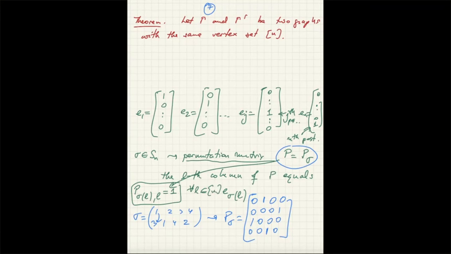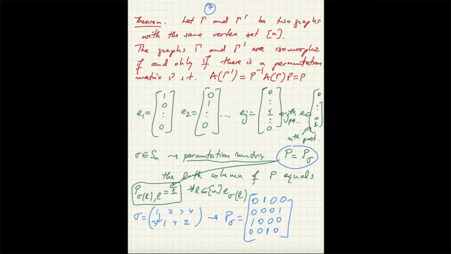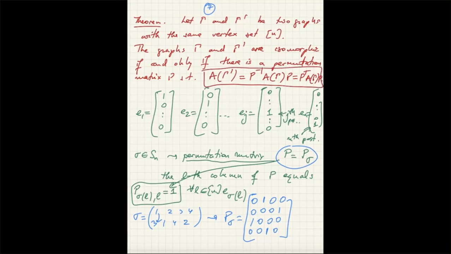And with that in mind, the result that I want to state is that if gamma and gamma prime are two graphs with the same vertex set n, then gamma and gamma prime are isomorphic if and only if there exists a permutation matrix P such that the adjacency matrix of gamma prime equals P inverse times A gamma times P. But for permutation matrices, the inverse is the same as the transpose, so it is P transpose A gamma times P. So two graphs are isomorphic if and only if they're similar, but not by just any matrix, they're similar by a permutation matrix.